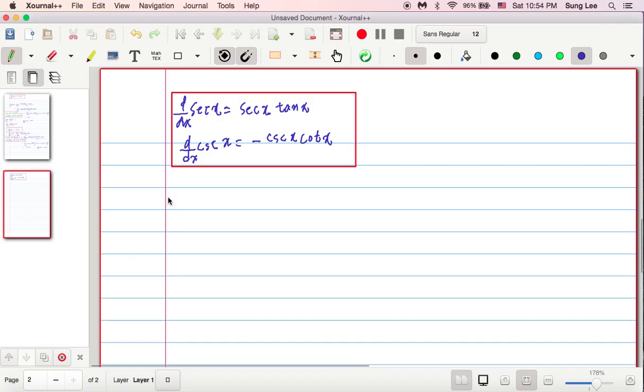Okay, so we first calculate the derivative of secant x. Secant of x, as you know, is the reciprocal of cosine, right? So d/dx of secant is the same as d/dx of 1 over cosine of x. So we use the baby quotient rule.